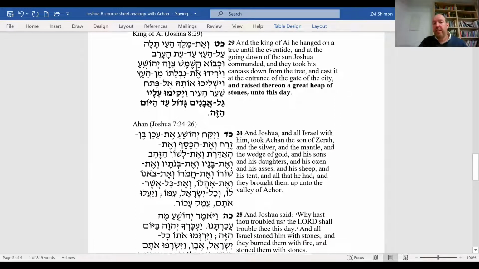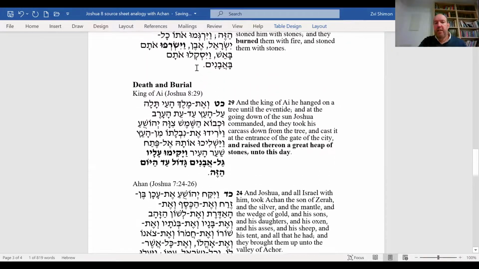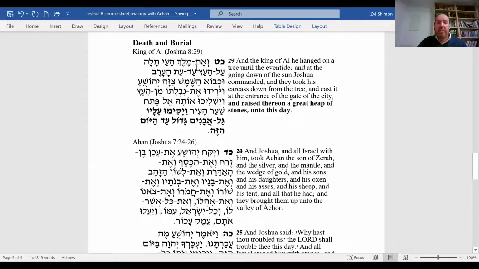And perhaps the most striking is the parallel in their death and burial. Because we read with regard to the king of Ai, right? They hanged him on a tree till evening, and then afterwards they brought his body close to the gate of the city, took him down, and raised there upon him a great heap of stones till this day, right? That's with regard to the king of Ai.